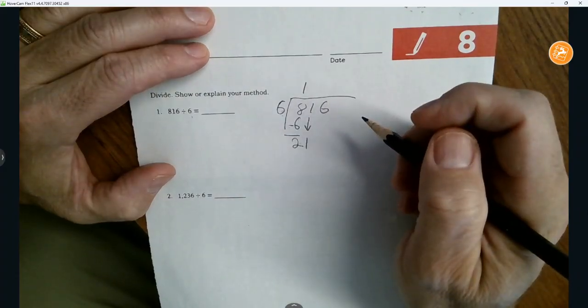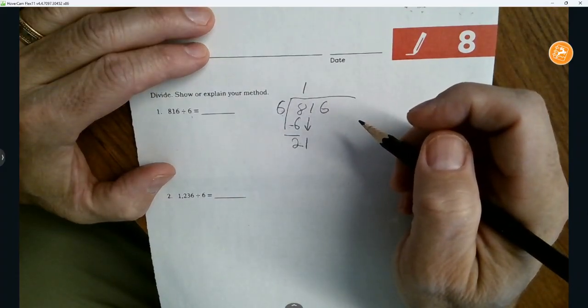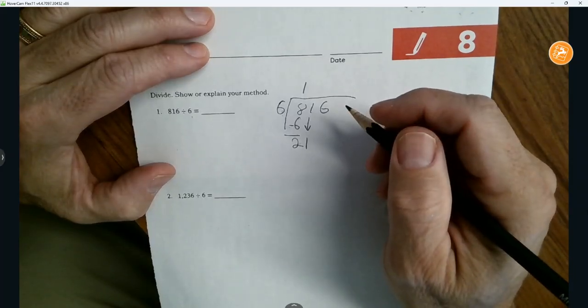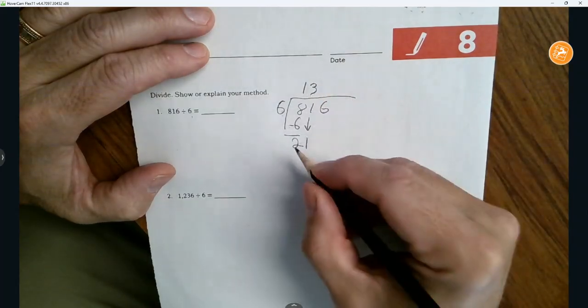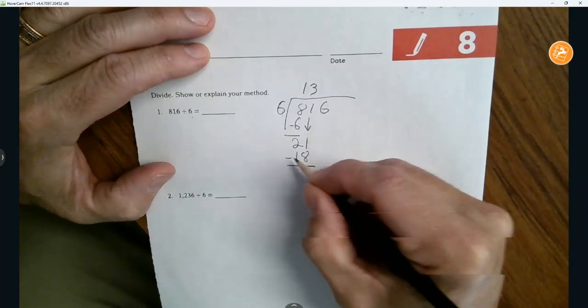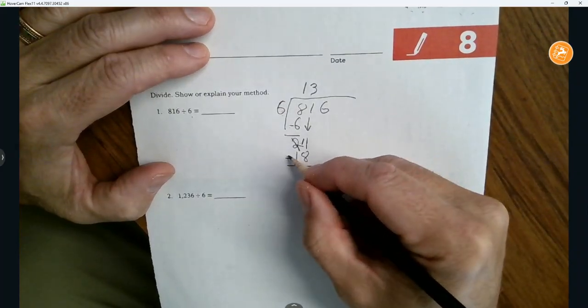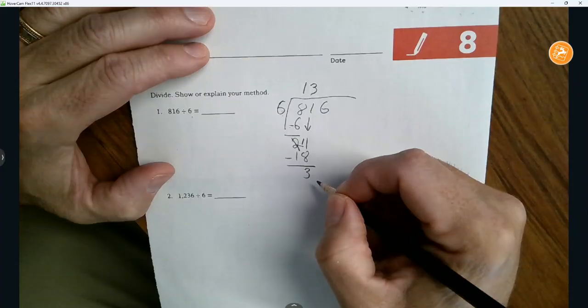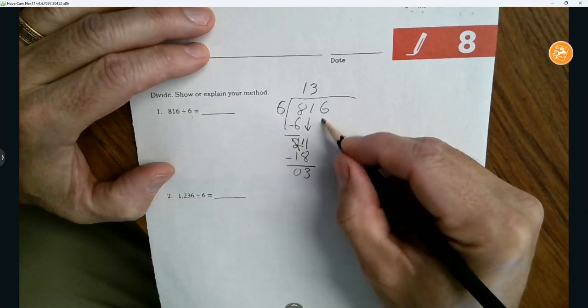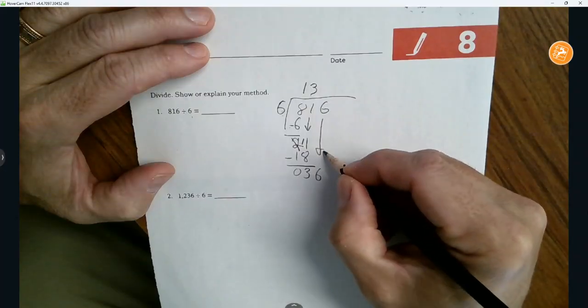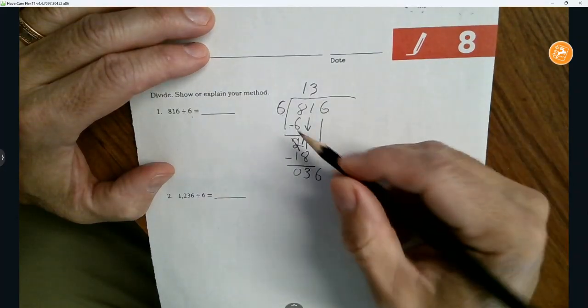So we got to go before. 6 and 6 is 12. That's 6 times 2. 6 times 3 is 18. 6 times 4 is 24. So 18 is the highest we can go without going over 21. So 21 minus 18 is 3. Then bring this down. Okay, now we have 36.